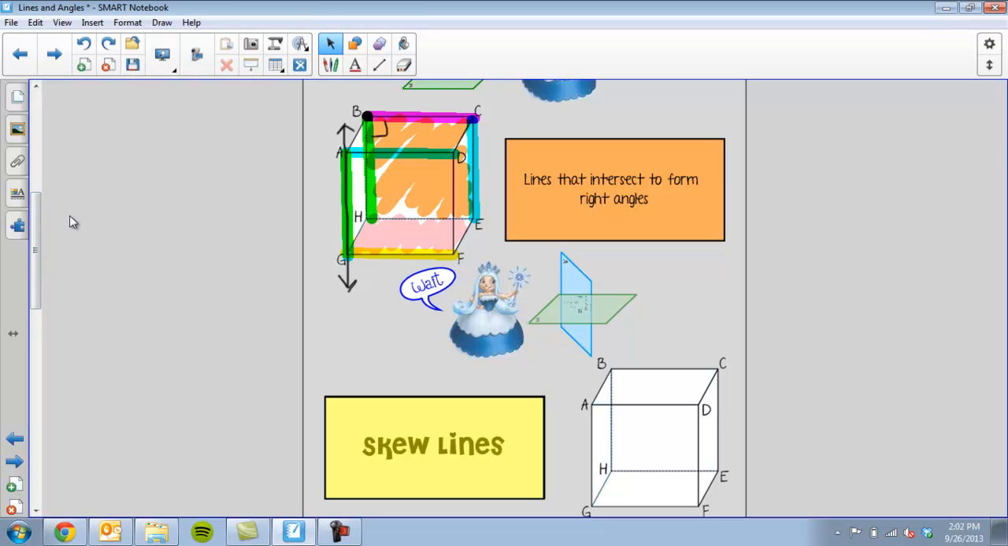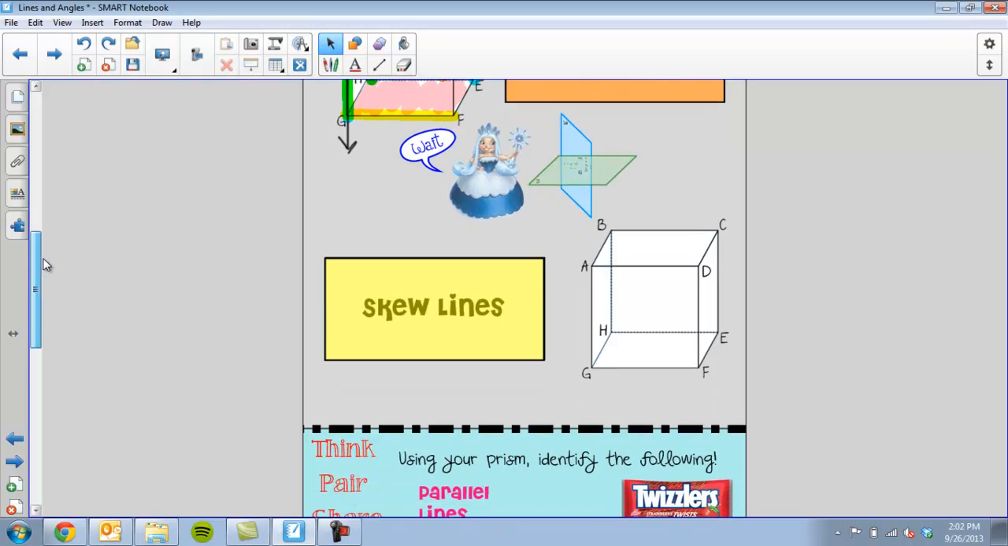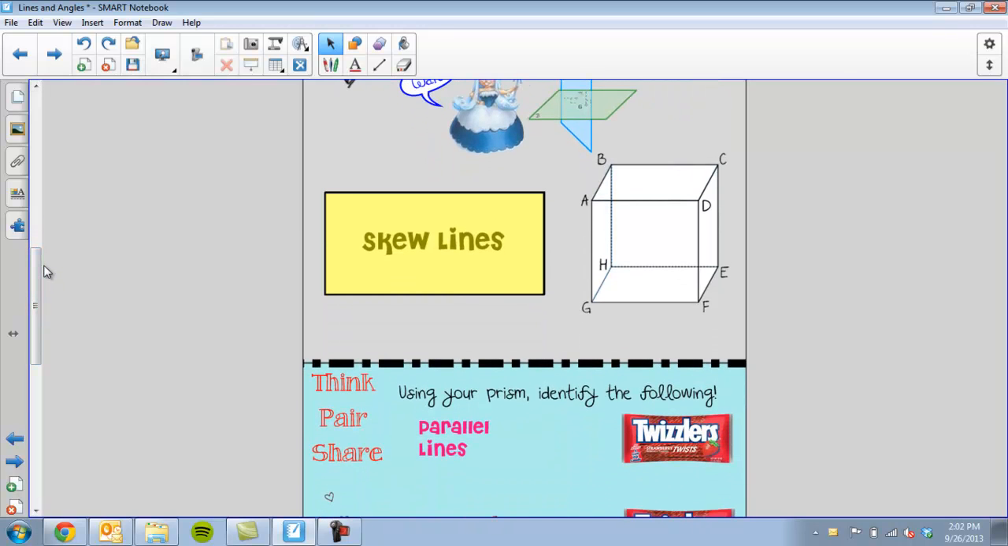We've talked about parallel, we've talked about perpendicular, but now we need to talk about skew. And no, we're not talking about skewers that you're going to find at dinner. We're talking about skew lines, a concept that's entirely different, okay? Skew lines are not coplanar.